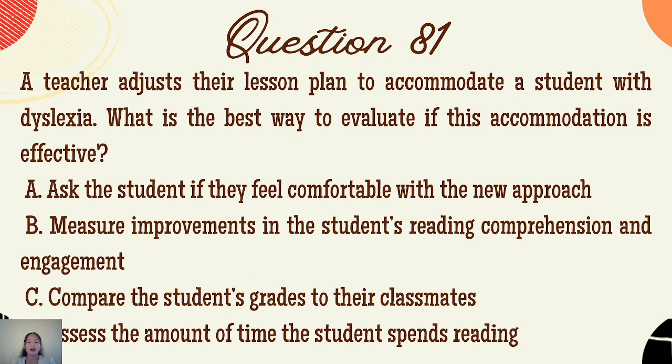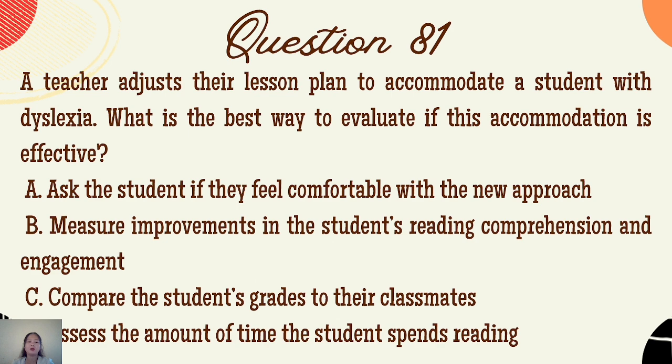So why are the other options wrong? For option A, asking the students. Feelings are subjective and don't always reflect learning progress. For letter C, comparing grades, dyslexia affects learning differently. So comparison with classmates is unfair. For option D, assessing reading time. More reading time doesn't mean better comprehension.